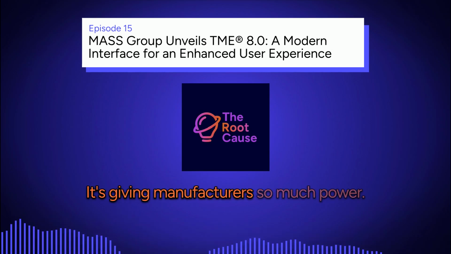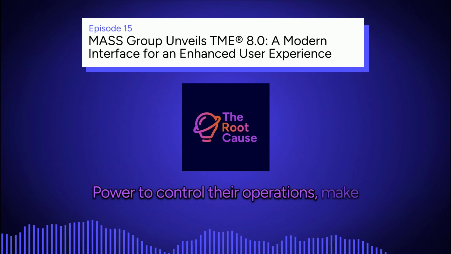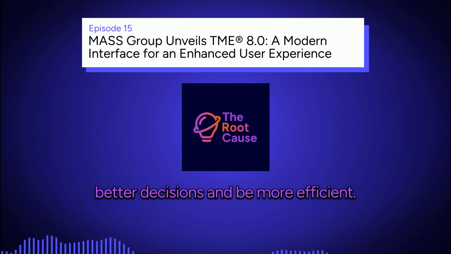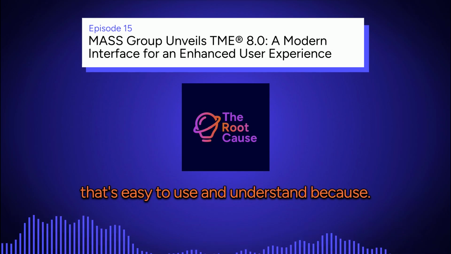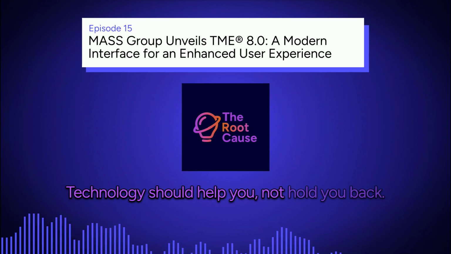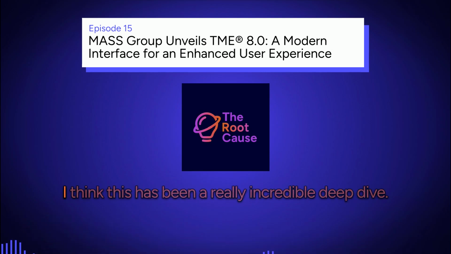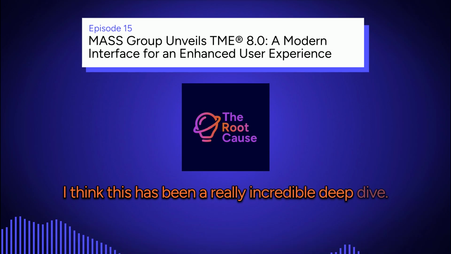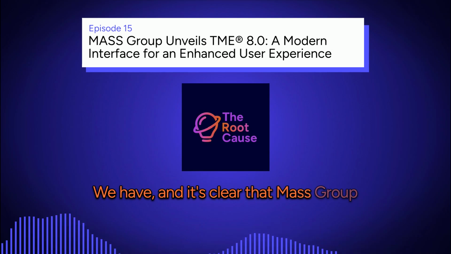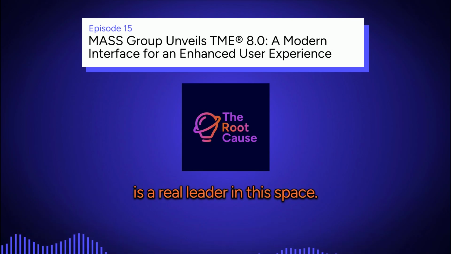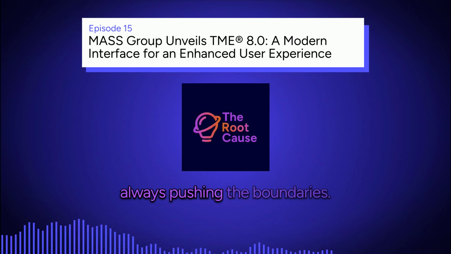It's giving manufacturers so much power. Power to control their operations, make better decisions, and be more efficient. And they're doing it in a way that's easy to use and understand. Because technology should help you, not hold you back. Couldn't agree more. I think this has been a really incredible deep dive. We've talked about so many amazing things. We have. And it's clear that Mass Group is a real leader in this space. No doubt about it. They're always pushing the boundaries.